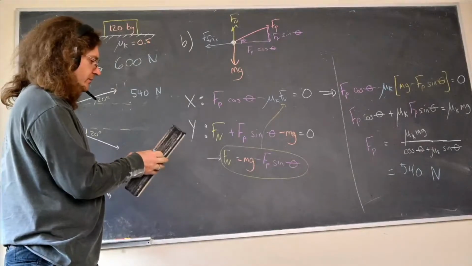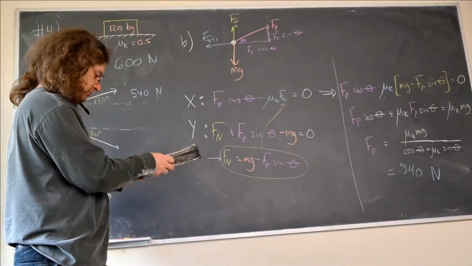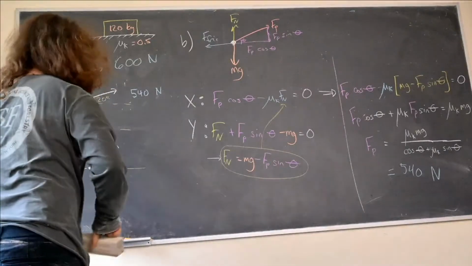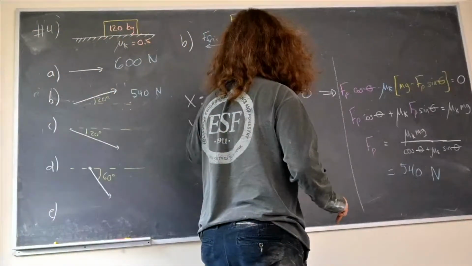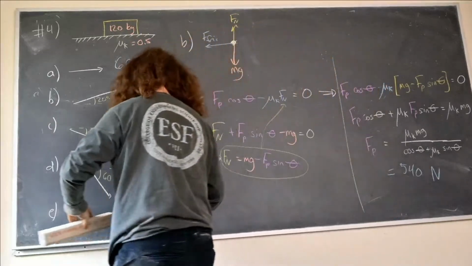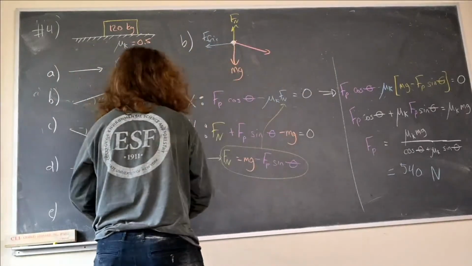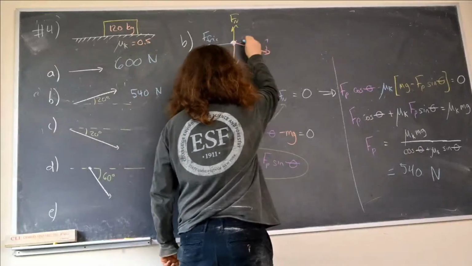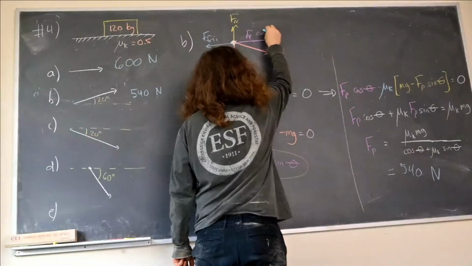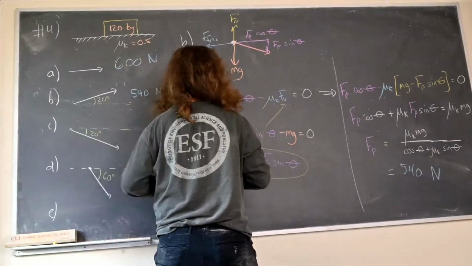Because all I'm changing for part C is now, rather than pushing up, I am pushing down. I also messed up my eraser. I'll fix that later. So now, what's different? Well, this force is different. Now I'm pushing down. Again, components. This is going to be Fp cosine theta. This is going to be Fp sine theta. And the overall one is, of course, Fp.